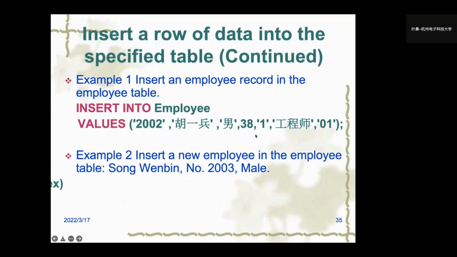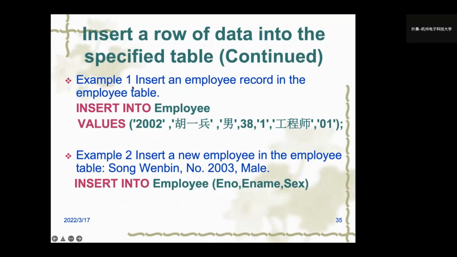Here, we give several examples. First, if we want to insert an employee record in the employee table, we can use insert into employee. The values are 2008 and its name, and its sex is male, and the age is 78, and here is also an attribute called 1, which is engineering. And we have the attribute value called 01.